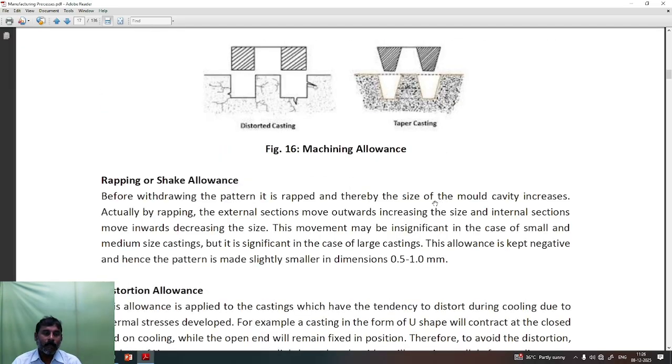Rapping or shake allowance. Before withdrawing the pattern, it is rapped and thereby the size of the mold cavity increases. So actually, by rapping, the external sections move outward, increasing the size, and internal sections move inwards, decreasing the size. The movement may be insignificant in the case of small and medium size castings, but it is significant in the case of large castings. This allowance is kept negative and hence the pattern is made smaller in dimension by 0.5 to 1.0 mm.